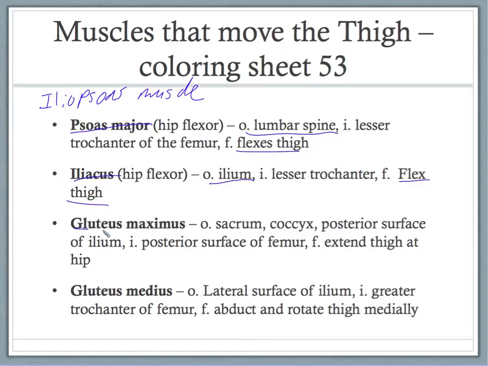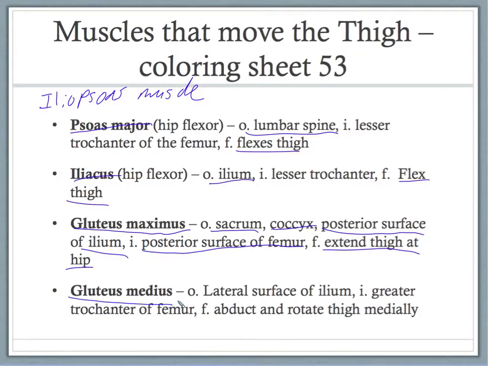Your gluteus maximus, this is your major butt muscle, originates at your sacrum, your coccyx, and the posterior surface of the ilium. It inserts along the posterior surface of the femur. So if it's originating at your sacrum and your coccyx, and it inserts on the posterior side of your femur, when it contracts, it's going to shorten the gap between those and extend your thigh at the hip. So if you stand up and you try to pull your heel behind you in a straight line without bending your knee, that's going to be your gluteus maximus working.